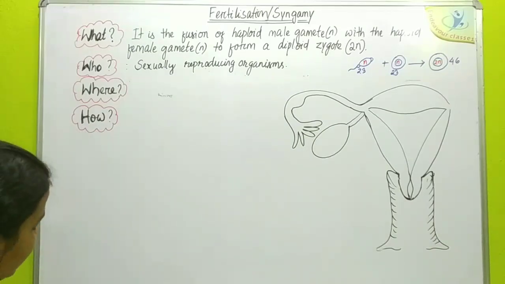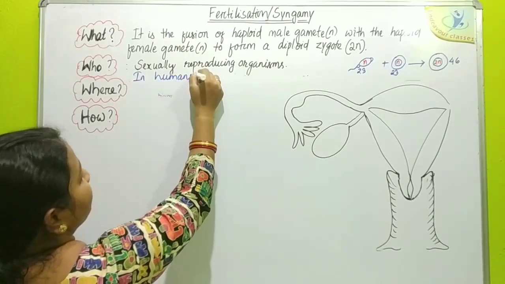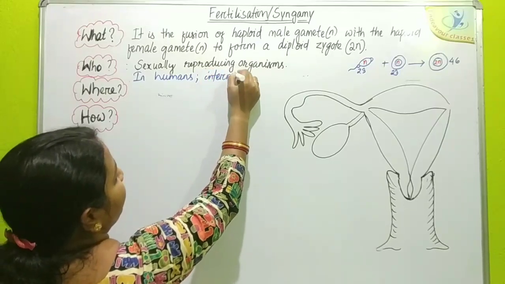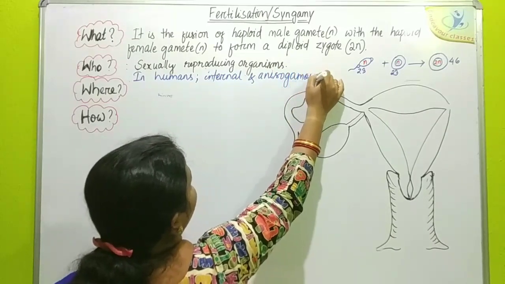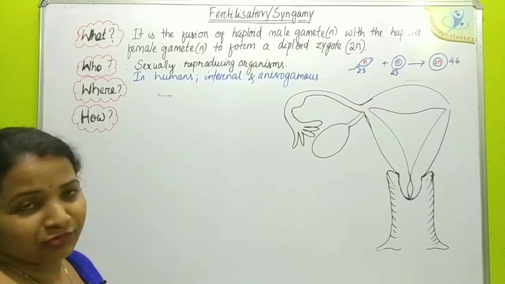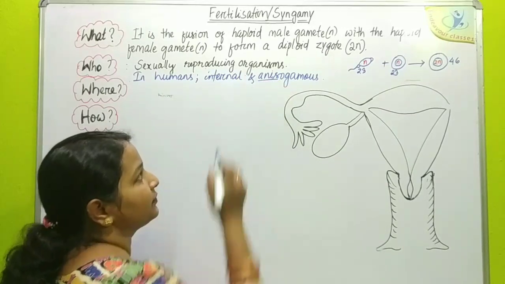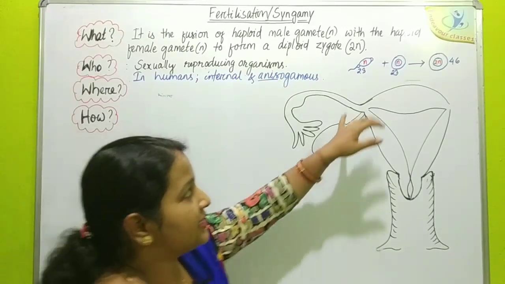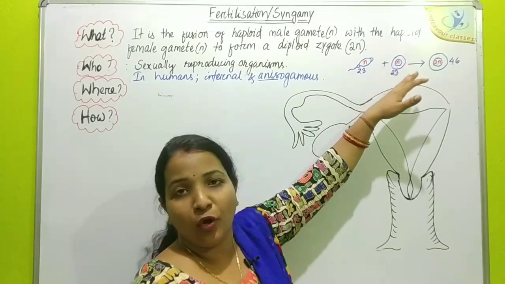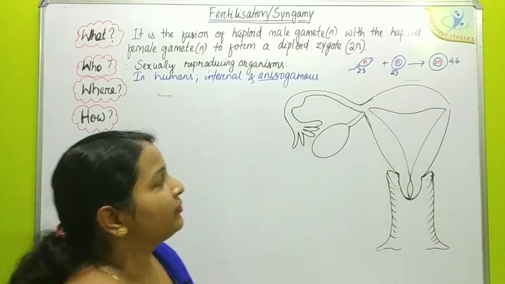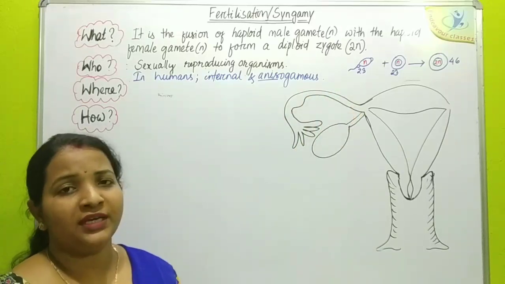And in humans, fertilization is internal and anisogamous. Internal means it occurs inside the body of the female, and anisogamous means different types of gametes are fused. Aniso means different kind of. So here you can see the ovum, which is the female gamete, is spherical and non-motile, whereas the sperm is elongated. The male gamete or sperm is elongated, microscopic, highly motile.